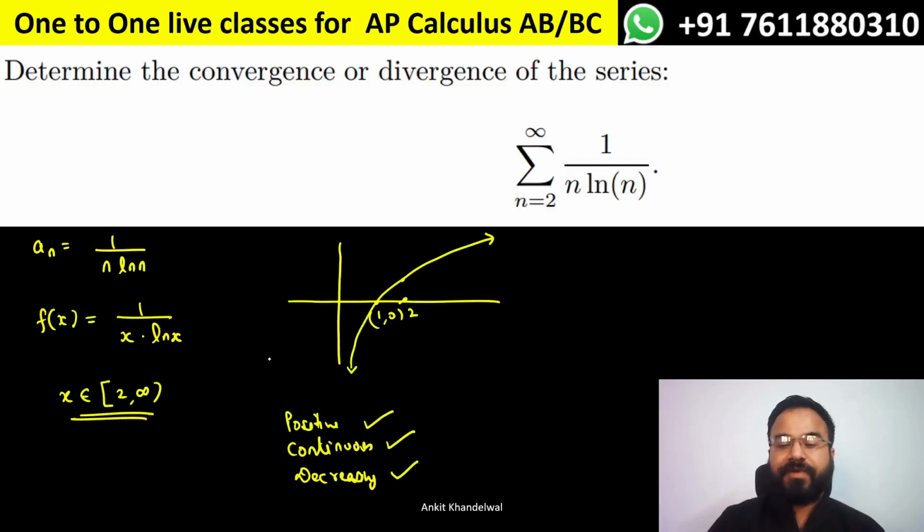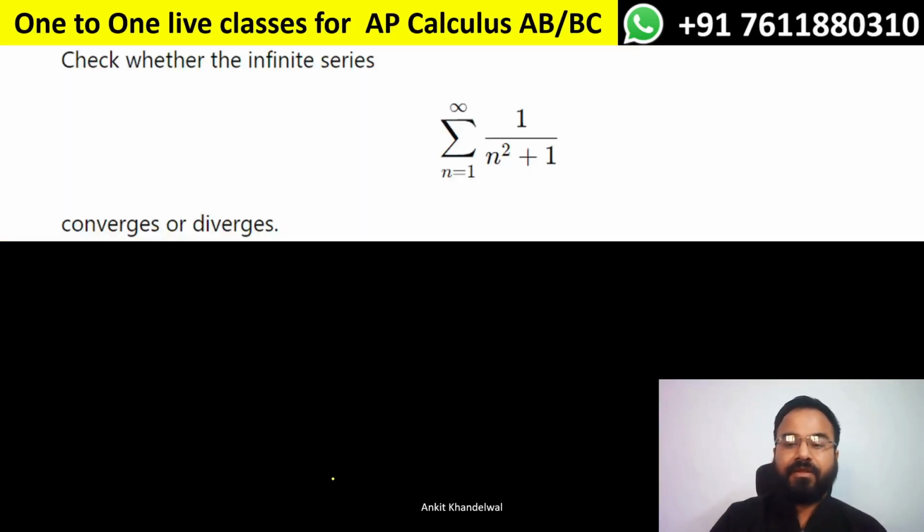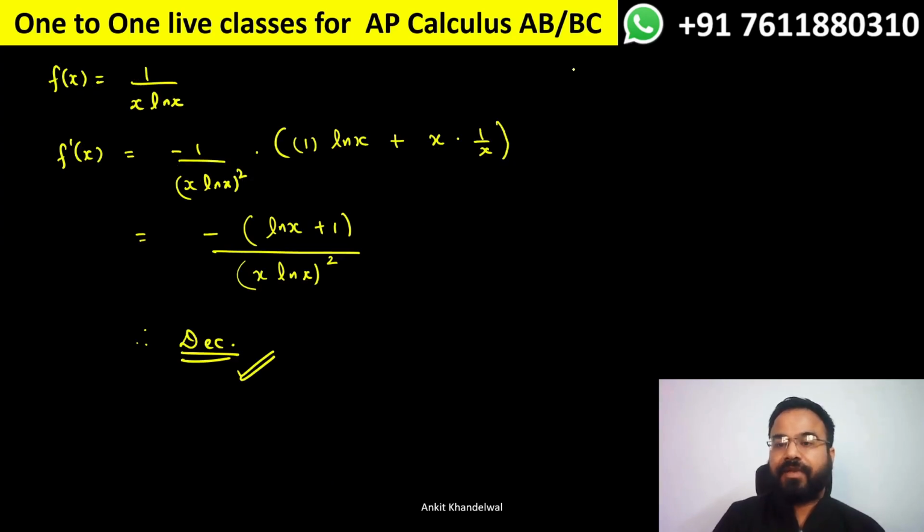So now we have satisfied the three conditions: positive, continuous and decreasing. So we can take the help of the integral. So from 2 to infinity we will integrate. Okay, so let us say the integration from 2 to infinity of 1 upon x ln x.